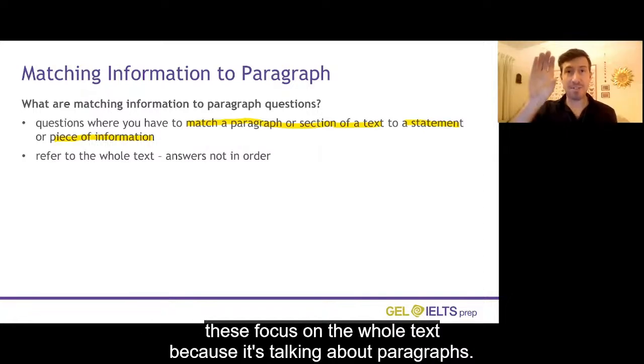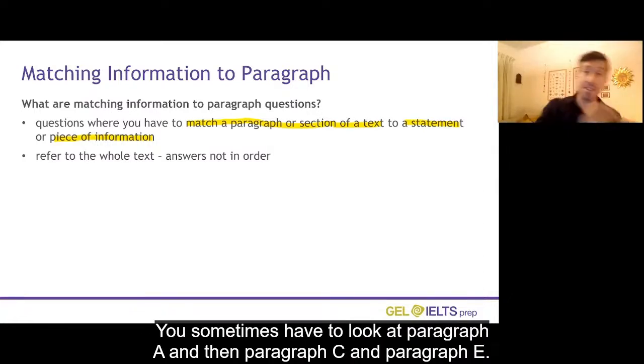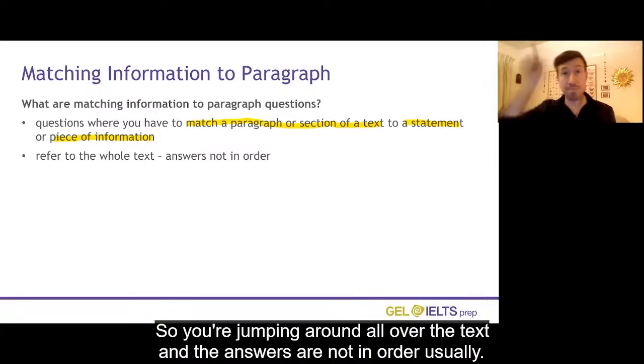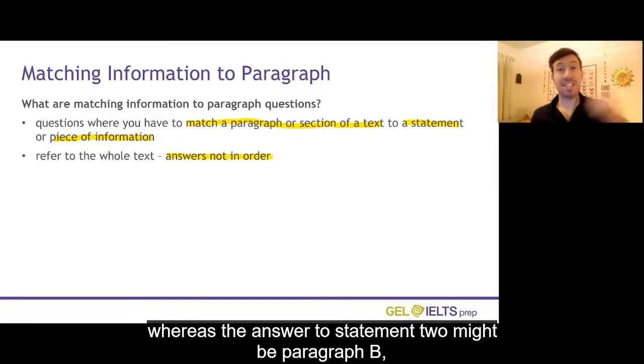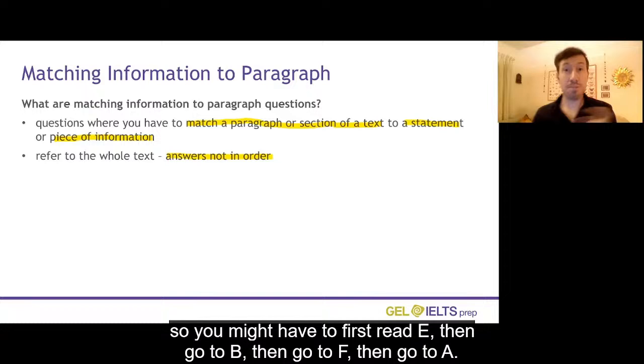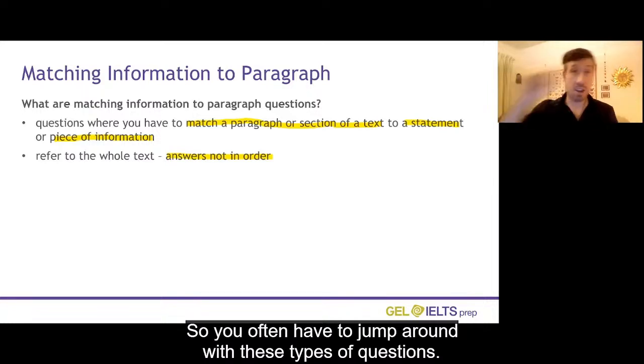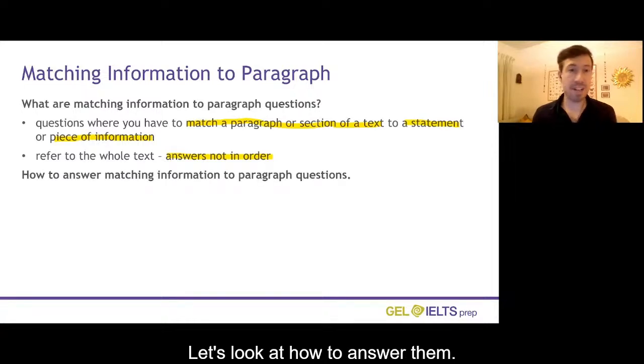Because it's talking about paragraphs, you sometimes have to look at paragraph A and then paragraph C and paragraph E. So you're jumping around all over the text. And the answers are not in order usually. So the answer to statement 1 might be paragraph E, whereas the answer to statement 2 might be paragraph B. So you might have to first read E, then go to B, then go to F, then go to A. So you often have to jump around with these types of questions. But let's look at how to answer them.